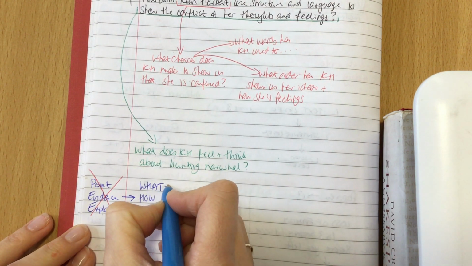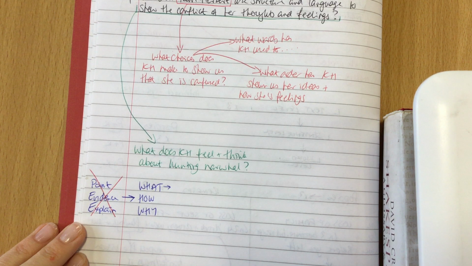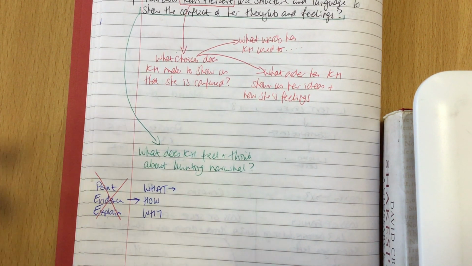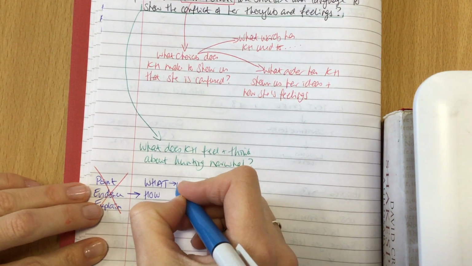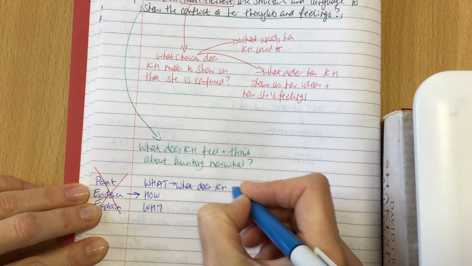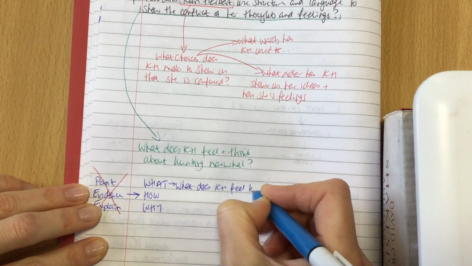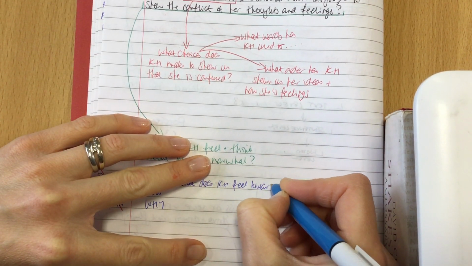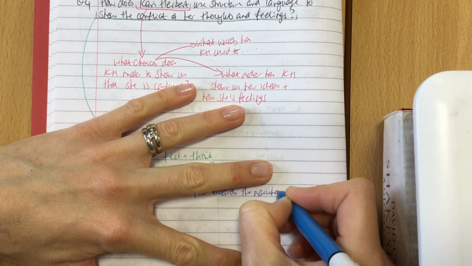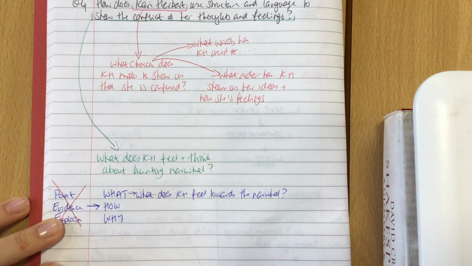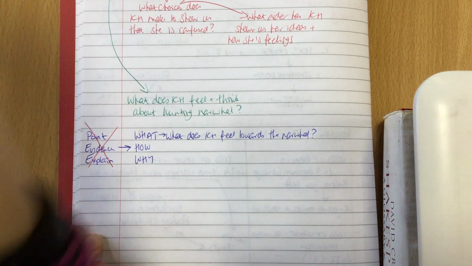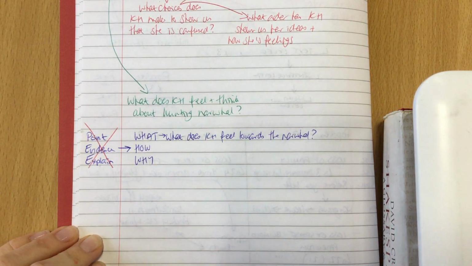So the what. The question could be, what does she feel towards the narwhal? What is she feeling towards the narwhal? So let's have that question down. What does Kari Herbert feel towards the narwhal? So how could you answer that question? Kari Herbert feels what towards it? Go on. Sympathy.